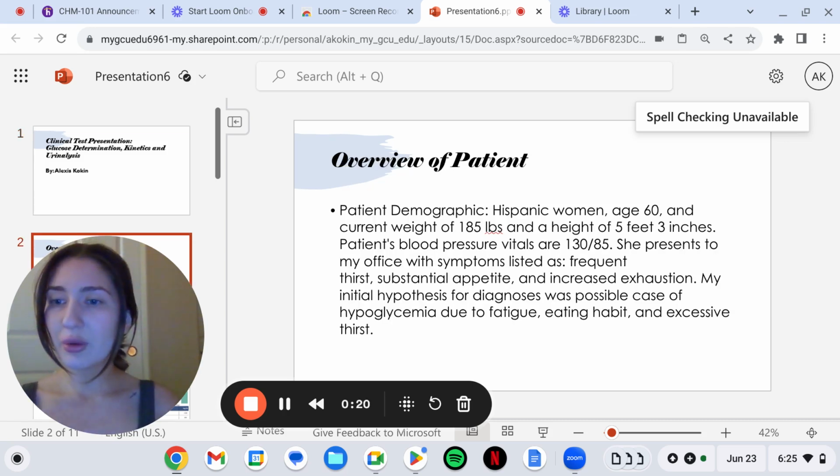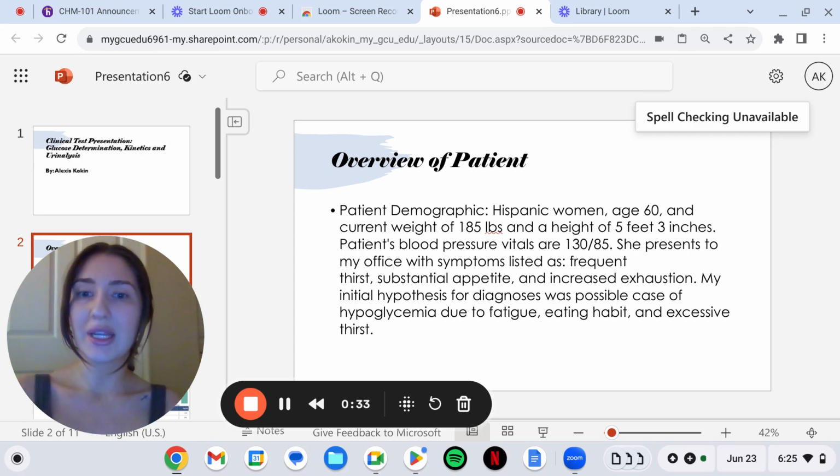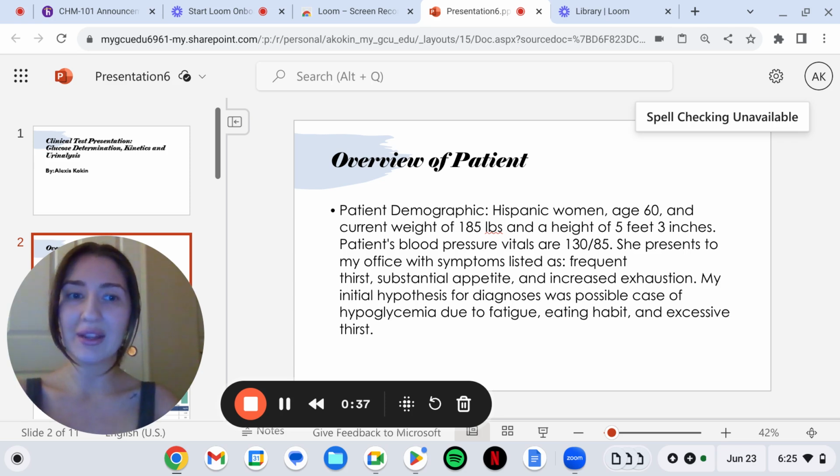So the overview of my patient is going to be a Hispanic woman whose age is 60. She has a current weight of 185 pounds. She has a height of 5 feet and 3 inches. The patient's blood pressure vitals are 130/85.